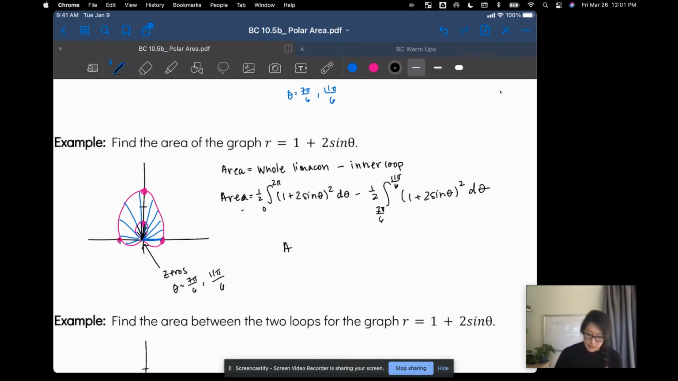Okay, what I get is the area is equal to 8.881, and that should be truncated and rounded.